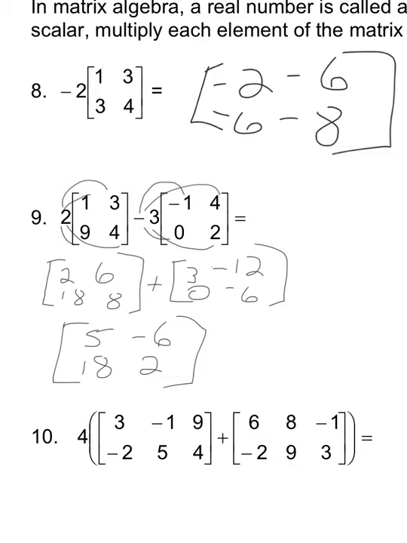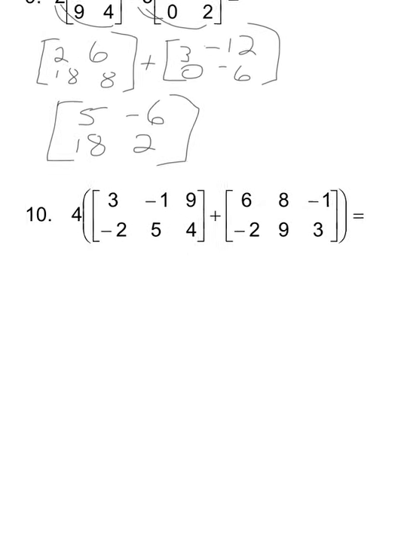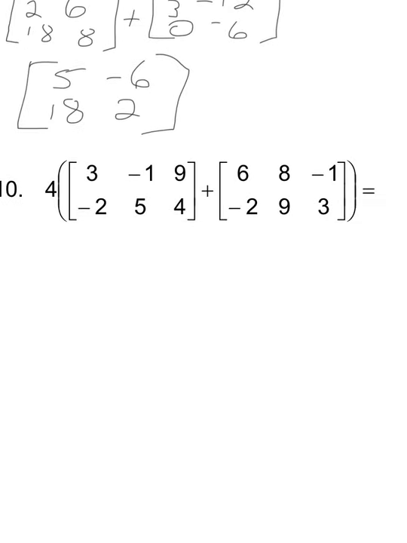Finally, we have number 10. On number 10, we have a number outside a parenthesis, which is also outside a bracket. So we complete what is inside first, because please excuse my dear Aunt Sally, we have to complete inside the brackets or inside the parentheses first. Then we'll multiply that answer times 4. Okay, so it's asking for addition. So I'm going to add the two matrices inside.